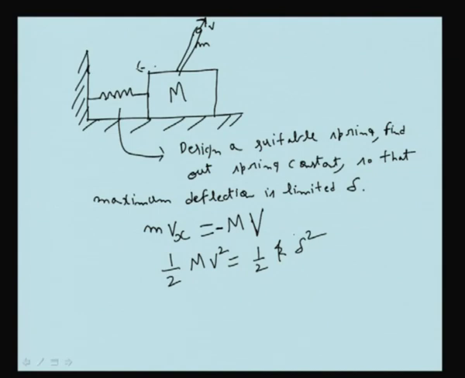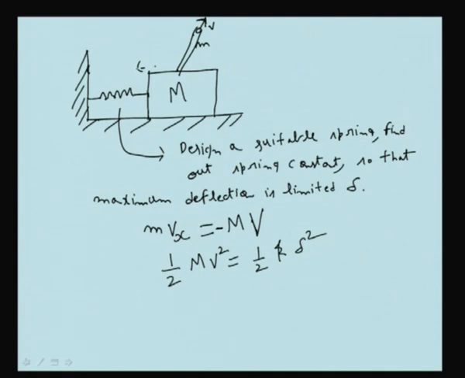If friction is also present, then you have to find the energy lost in friction. Then half m v square will not be equal to half k delta square. In that case, you can manage with a slightly less stiff spring, because some energy is also absorbed by the friction. So this is this type of problem.